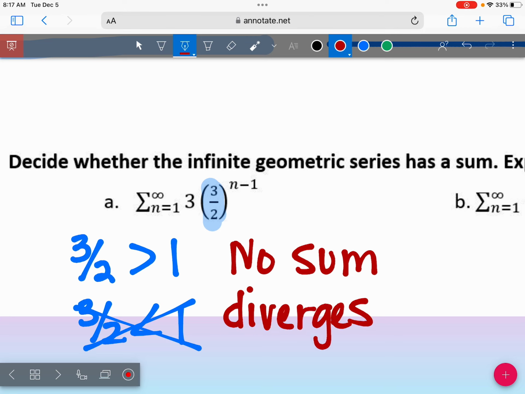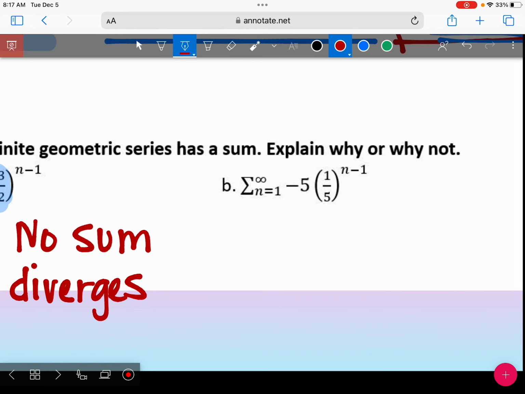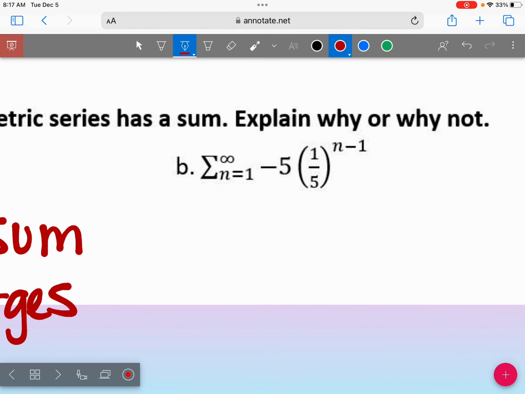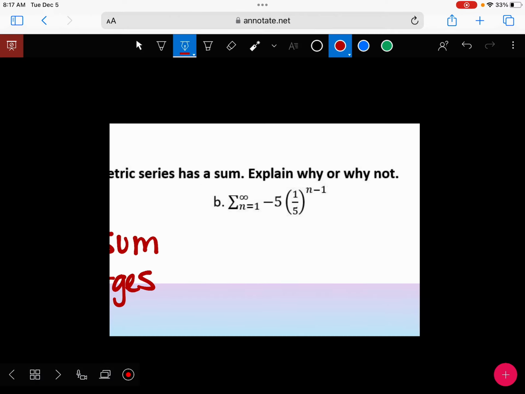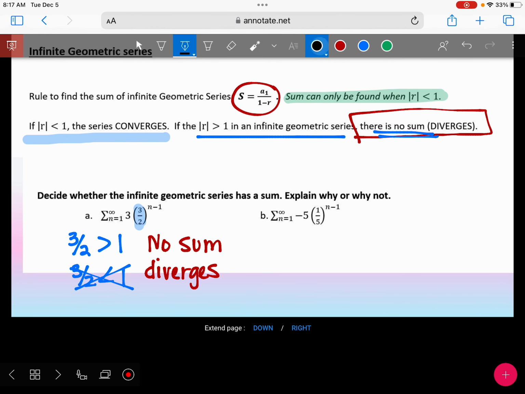If you use this formula on the test for an infinite series that had an R value that's greater than 1, that is incorrect. You can only use that sum formula if the absolute value of the common ratio is less than 1. So when we look at B, do we have a sum? What's my common ratio? 1 over 5. Is 1 over 5 less than 1 or greater than 1? All right, so 1 over 5 is actually less than 1. So this one does have a sum.